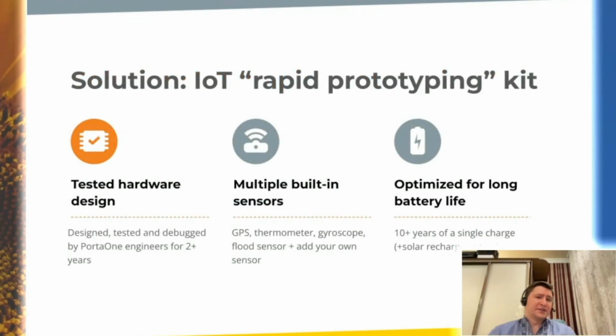So what we present is an Internet of Things IoT rapid prototyping kit. It is a tested hardware design. It's a real device, designed, tested, and debugged by our engineers for more than 2 years already. It already has multiple built-in sensors. You have GPS, you have a thermometer, you have a gyroscope, you have a flood sensor, and you can, of course, add your own sensors to the device. Based on the project of your customers, you may add additional sensors which can then be used for that specific IoT project.